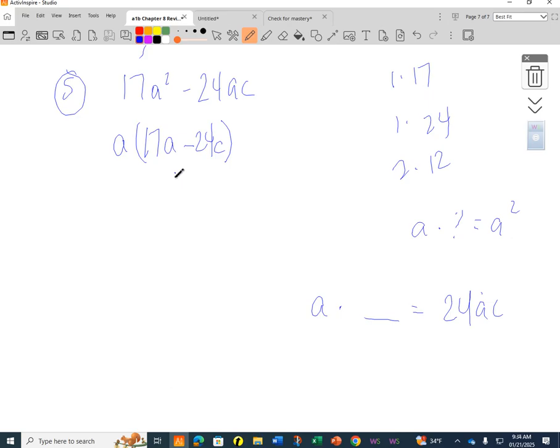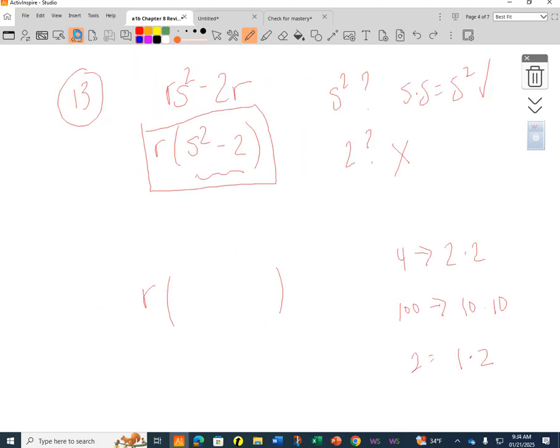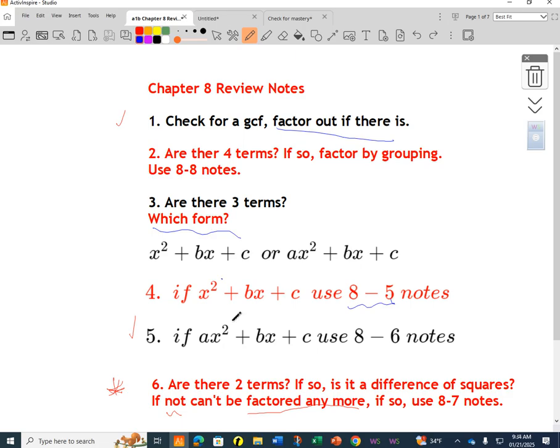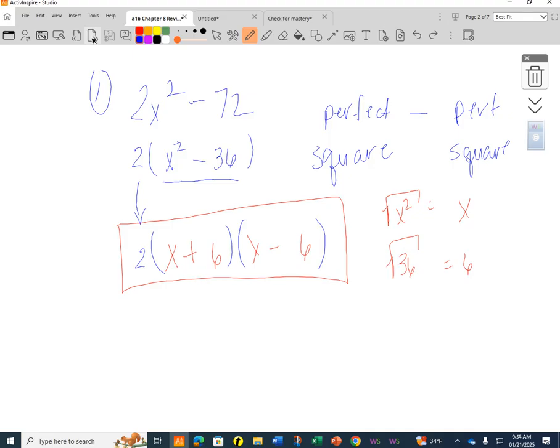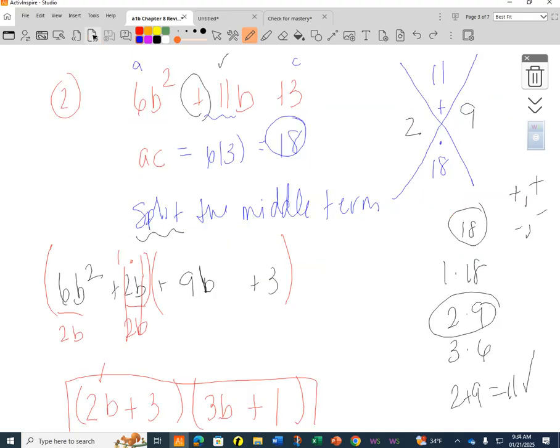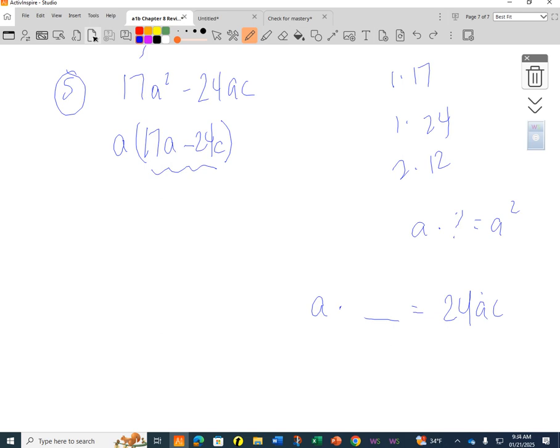So if you look through our notes, now what we're factoring is this part here. That's two terms. You go all the way down to the bottom of your notes, number 6. We said we're going to see if that's a difference of squares. If it's not, it can't be factored. If it is, we're going to go to our 8-7 notes. So what is a difference of squares? A difference of squares is a perfect square minus a perfect square. 17A is not a perfect square, so we know this can't be a difference of squares. Alright? So that is your final answer right there.